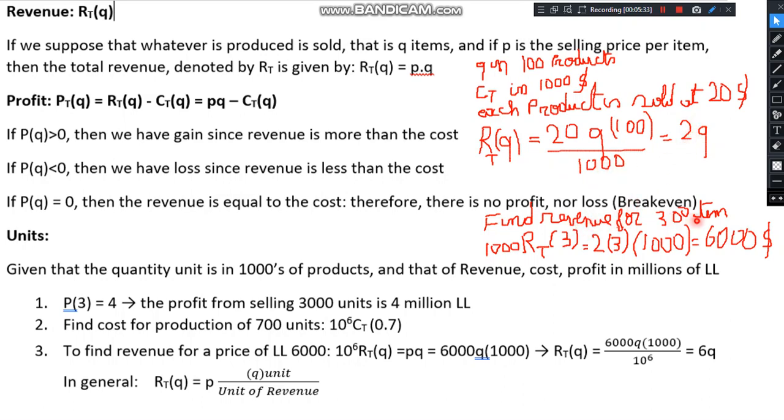And find the revenue for 300 items. So here we do R of 3, and we multiply the revenue by 1,000. So it will be 2 times 3, which is 6, times 1,000. It will be $6,000.